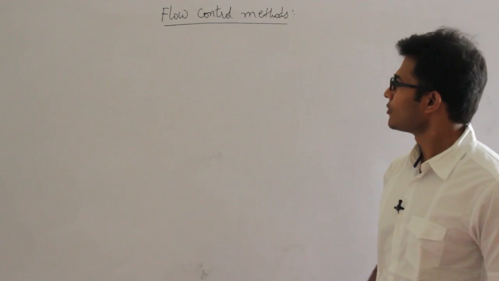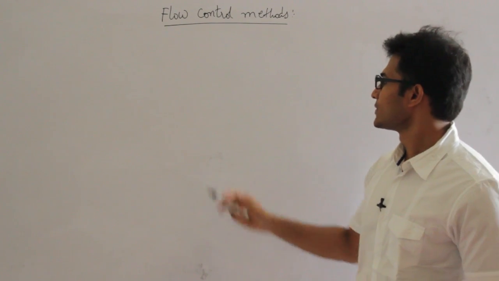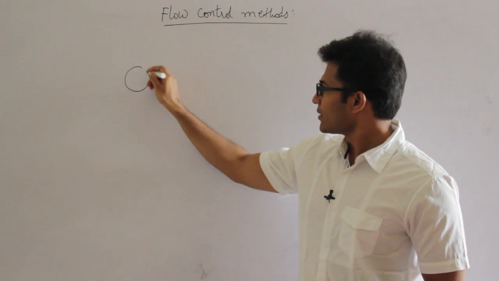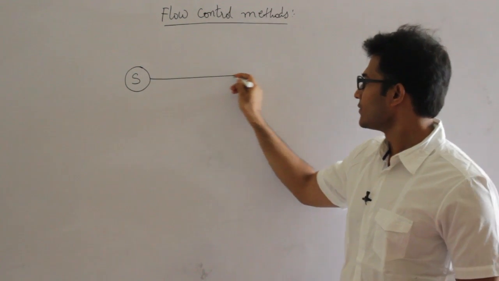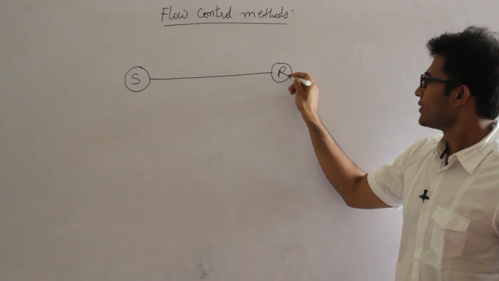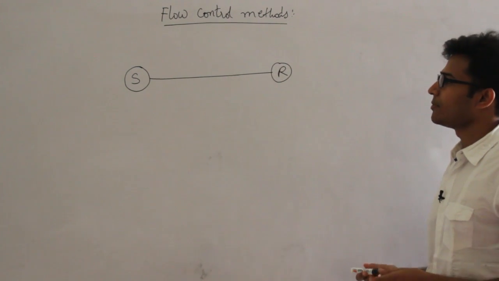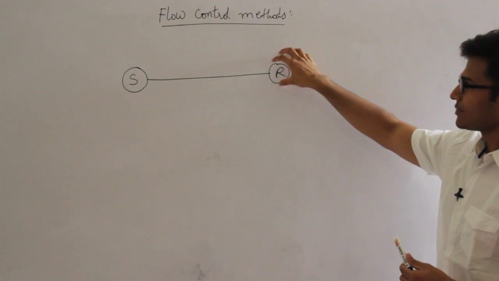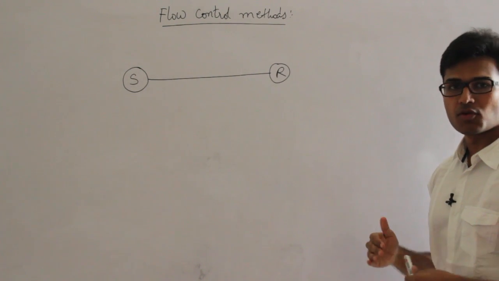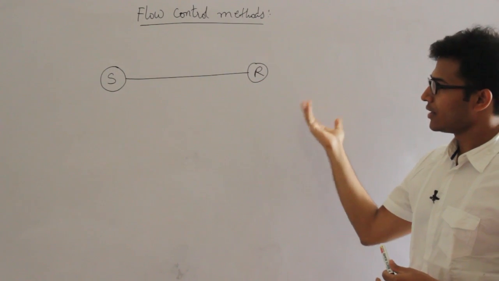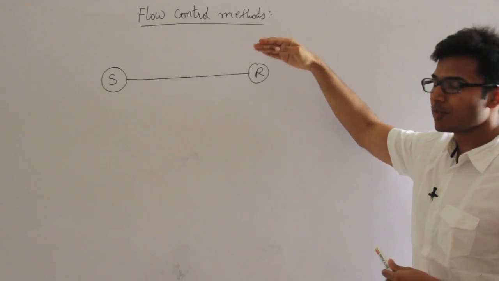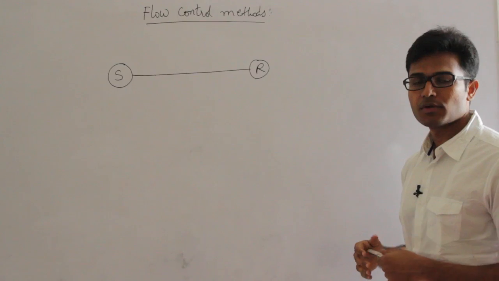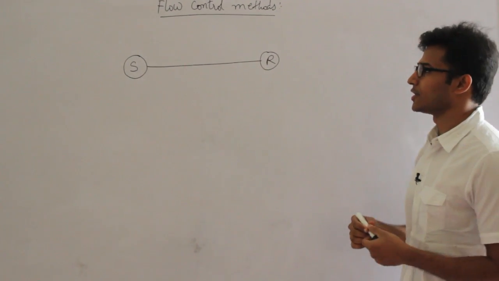Let's see flow control methods. Flow control means if there is a sender and a receiver, the sender will keep on sending the packets and the receiver will be receiving them. But the problem is sometimes the receiver's processor could be slow, so that even if you are sending data, the receiver will not be able to consume the data at the rate at which the sender is producing it.